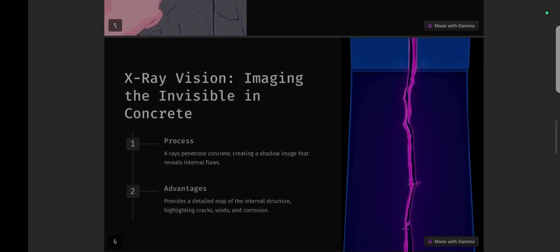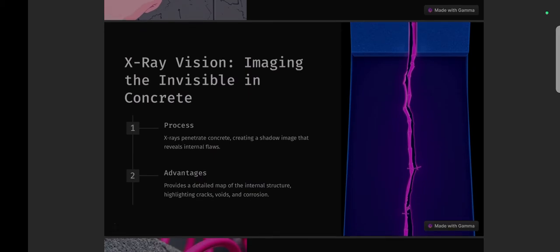X-ray vision, X-ray, imaging the invisible in concrete. Imaging the invisible in concrete refers to the process of using advanced technologies to visualize and analyze subsurface conditions that are not visible to the naked eye. These technologies help to detect hidden defects such as cracks, voids, corrosion, or reinforcement issues, which can affect the structural integrity and durability of concrete.